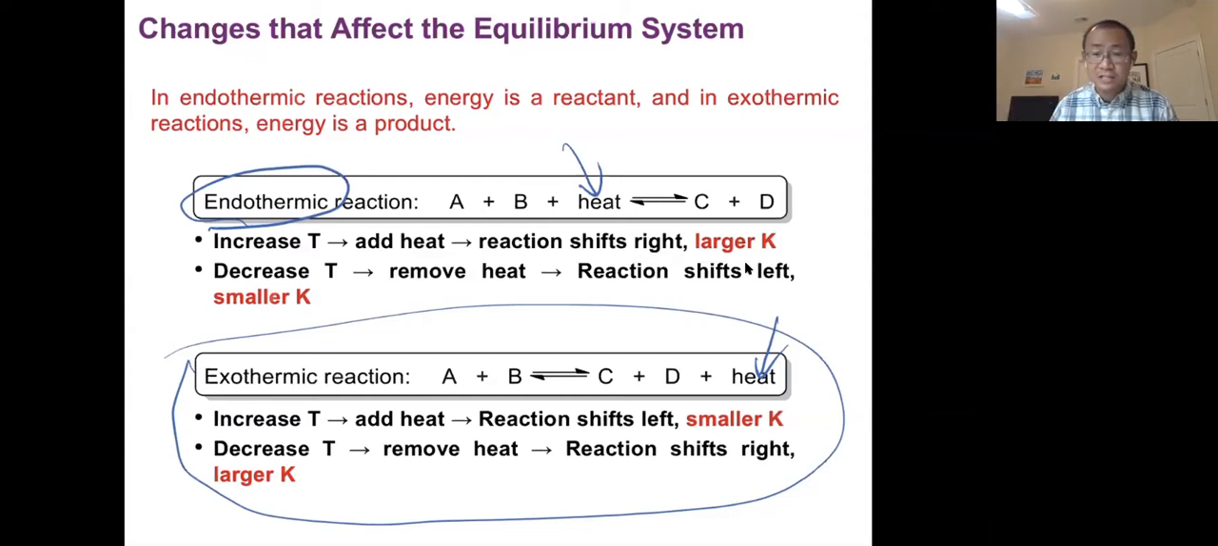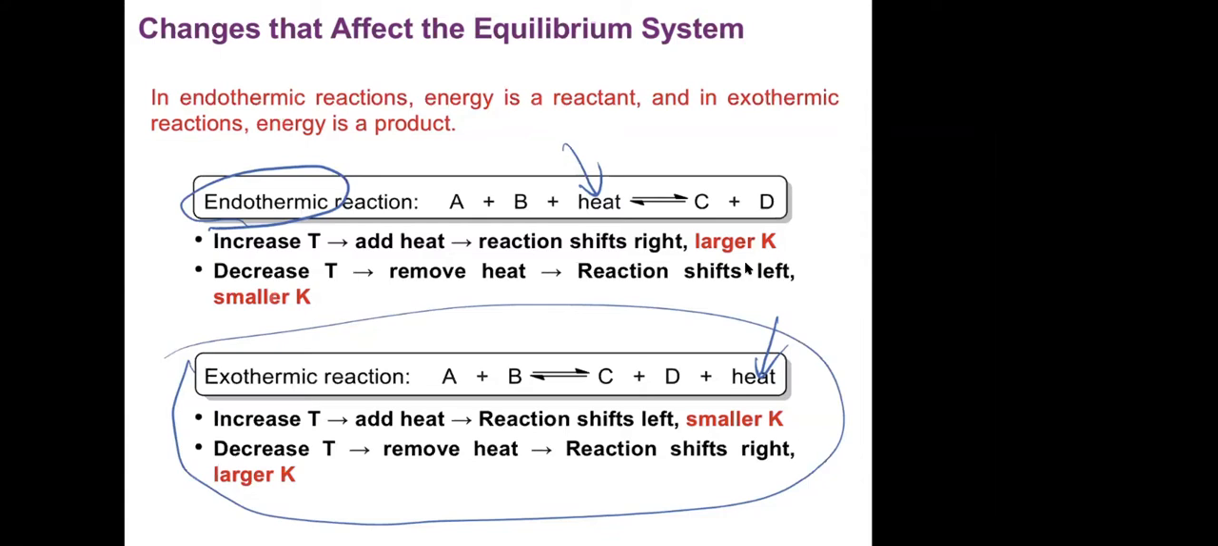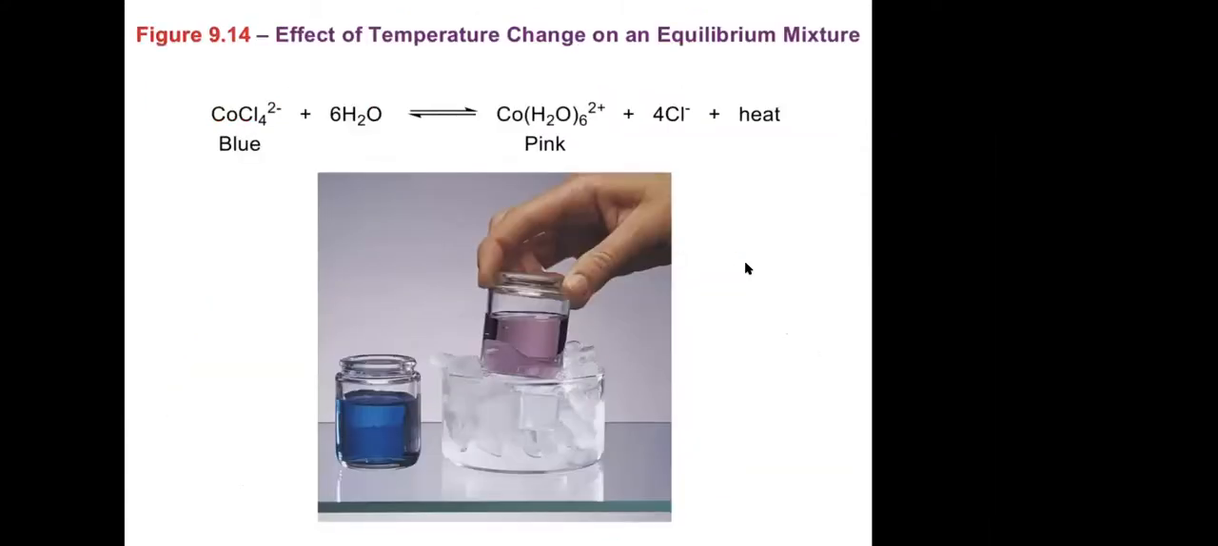Increased T means add heat. Depends on which side you add it. For endo, you add on the left; for exo, on the other side, the right. Okay, I put it here again, guys. Take a look. Please let me know if you have any questions. Are we good? I think I'm good.